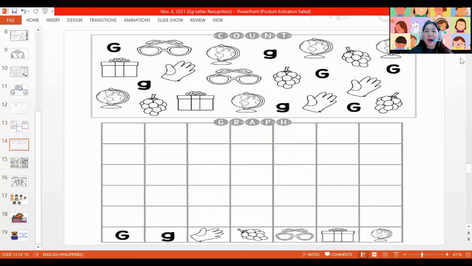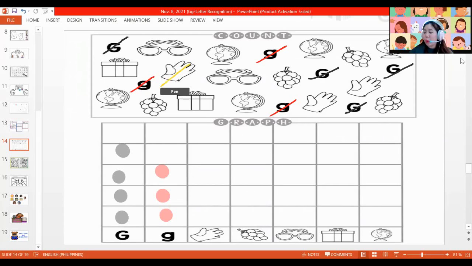Finish? Wow! Now let's have our count and graph together. Let's start with the capital letter G. Let's mark and count. 1, 2, 3, 4. That's 4, so we should make 4 dots. 1, 2, 3, 4. Next one, I'll switch to a different color. Let's look for lowercase letter G. 1, 2, 3. 3 only, so let's make 3 dots. 1, 2, 3. Now let's proceed to the gloves.